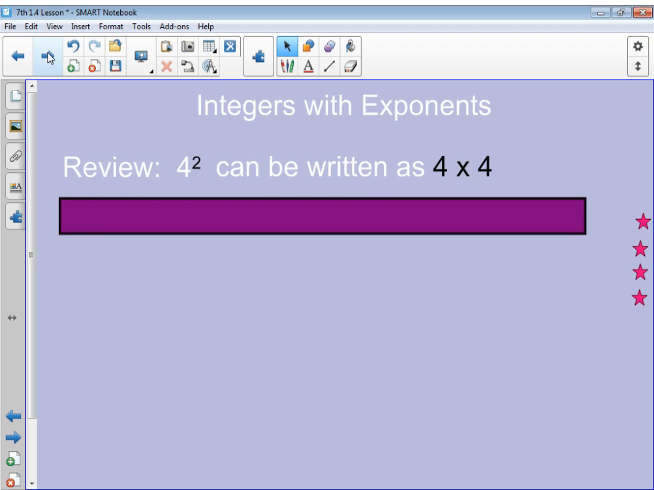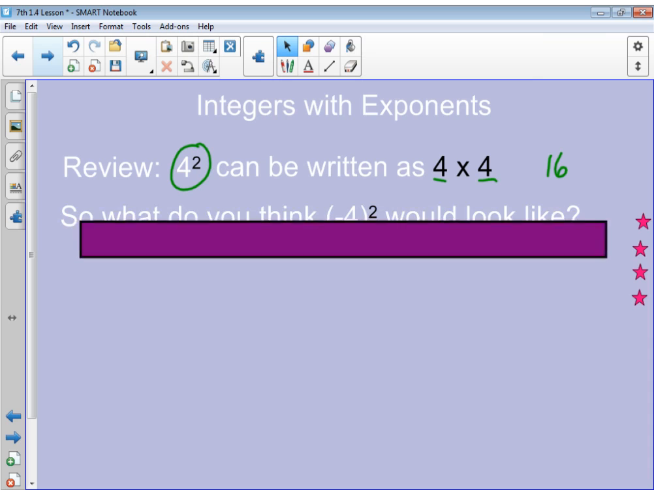Okay, so what happens when we get integers that have exponents? So we're going to kind of review what happens when it's a positive integer. Well, here, if we had 4 squared, we could rewrite that as 4 times itself twice, right? Which would give us 16. Okay, so 4 squared would give us 16.